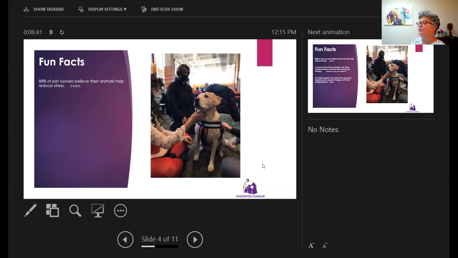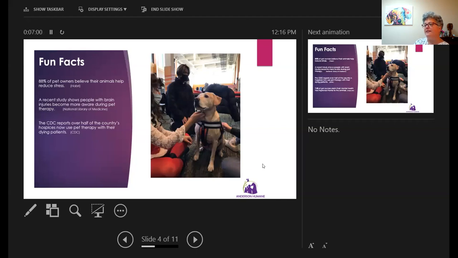88% of pet owners believe their animals help reduce stress. That's a no-brainer. A recent study shows people with brain injuries become more aware during pet therapy. The CDC reports over half of the country's hospices now use pet therapy with their dying patients. That makes a lot of sense to me.